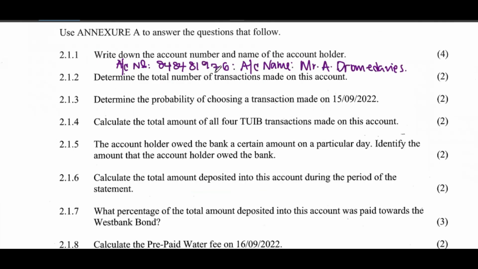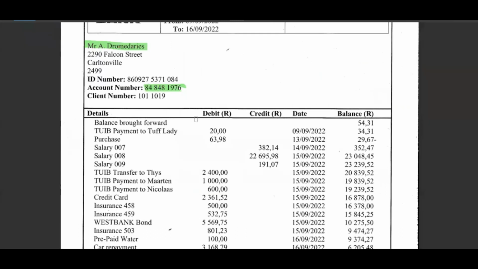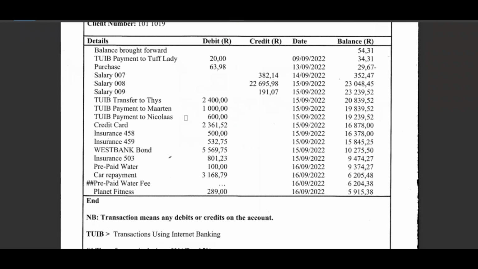So they say determine the total number of transactions made on this account. We have this is a transaction. It was a payment. There's a purchase here. The transaction, transfer, payments made, credit card, okay, this is also a transaction.